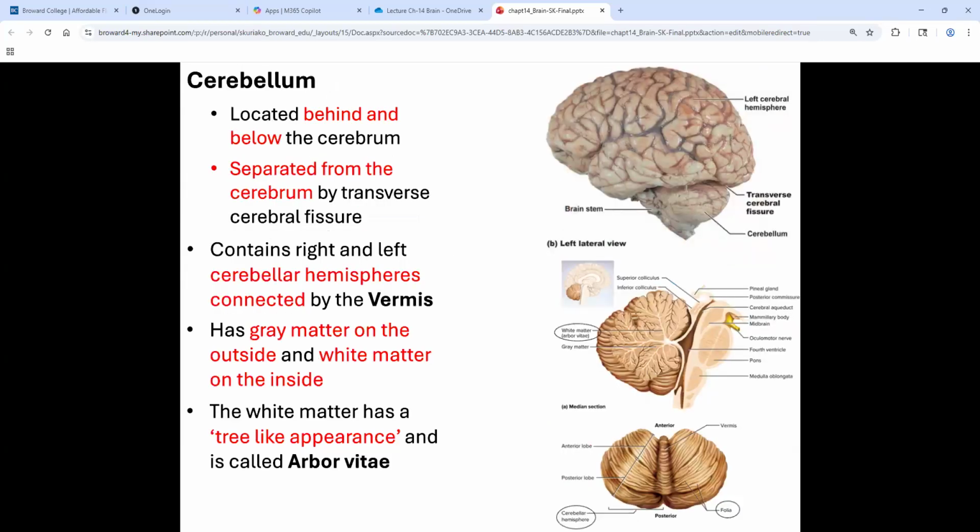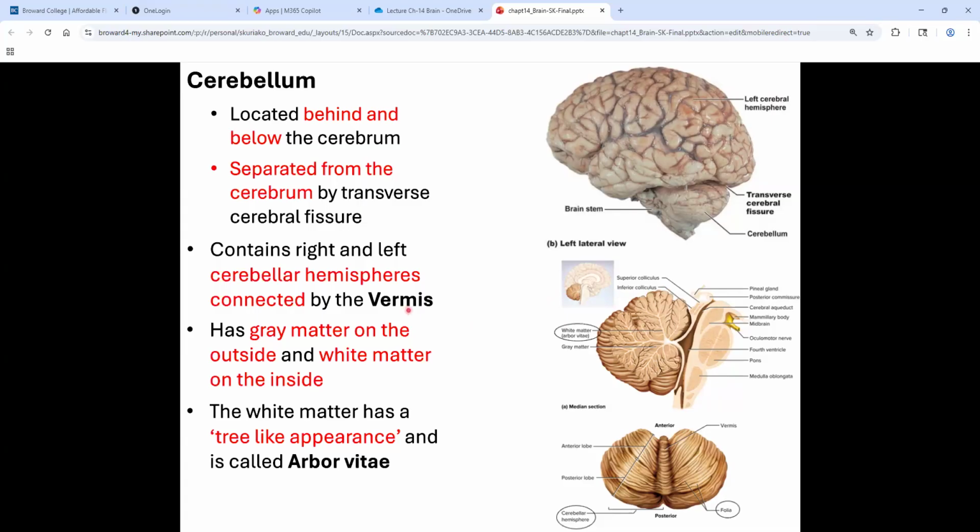Now, I promised that I will talk about the cerebellum. Now we are in the cerebellum. We said, what is the main function of the cerebellum? Balance, yes. So the cerebellum is located below and behind the cerebrum. This is the cerebrum here. This is the cerebellum. And there's a fissure which separates it from the cerebrum, and this is called the transverse fissure. Okay? Like the cerebrum, there's a left side and there's a right side. And it's connected by a middle portion called the vermis.